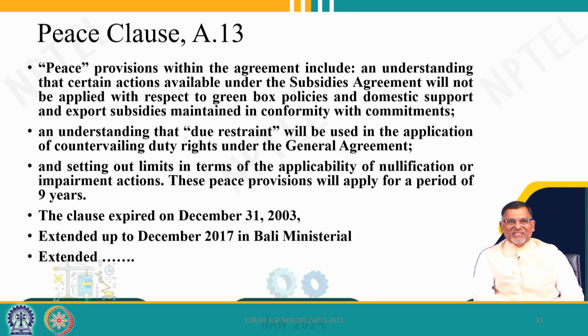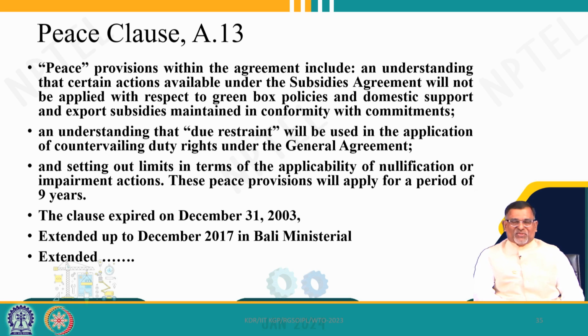The WTO agreement says that agriculture disputes will be raised only in exceptional circumstances, and in certain categories of cases, we will take due restraint, especially in subsidies and countervailing duty cases. Due restraint is the language used under Article 13. And also it sets limits in terms of the applicability of nullification or impairment actions.